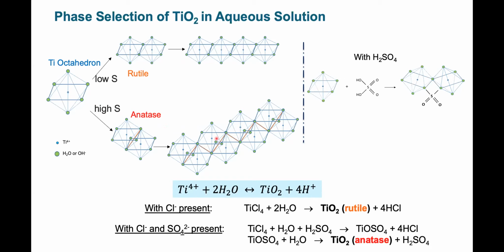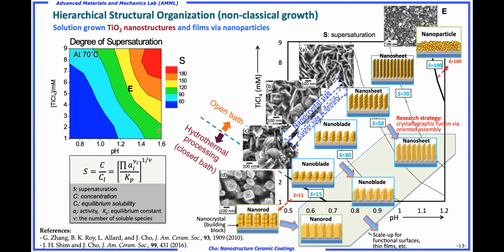So in order to generate this three-dimensional structure, we can also add some sulfuric acid, as shown in this example. By adding sulfuric acid, we disrupt the linear edge sharing pattern, so this polycondensation can proceed in three dimensions, as shown in this anatase case. So without the sulfuric acid, with a high concentration of Cl, we can form the rutile titania. On the other hand, with the sulfuric acid, we can generate the anatase. So that shows some processing aspects.